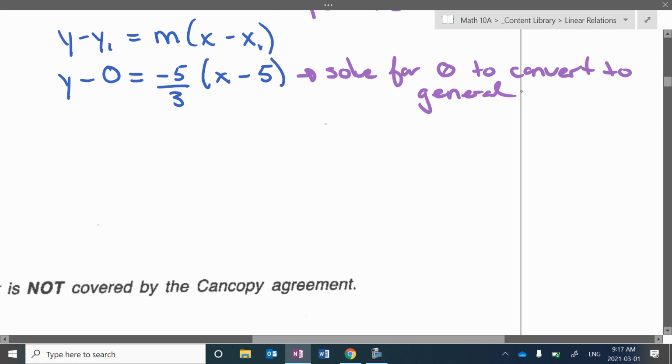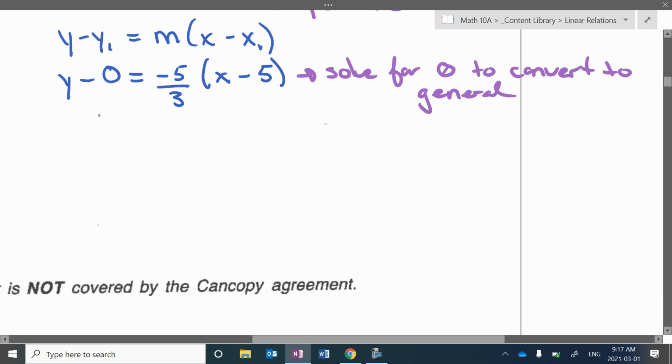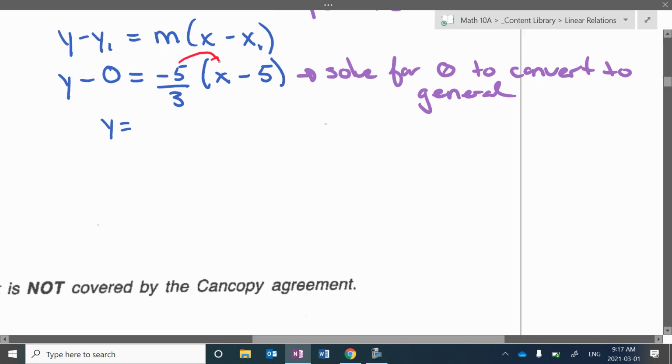If I just told you to write this equation down and I didn't give you a restriction, you could be fine to leave it here. They didn't, or the workbook didn't. So y minus 0, I could just call this y. Then I have to do distributive property. So I'm going to multiply in my -5/3.